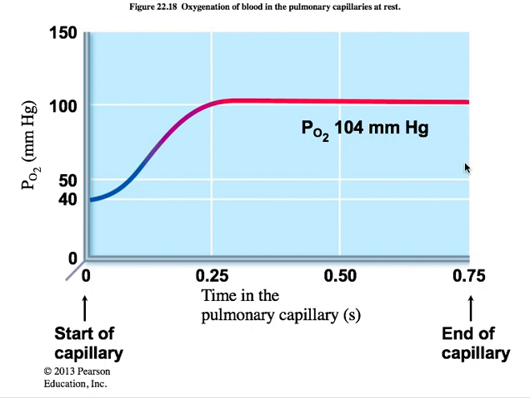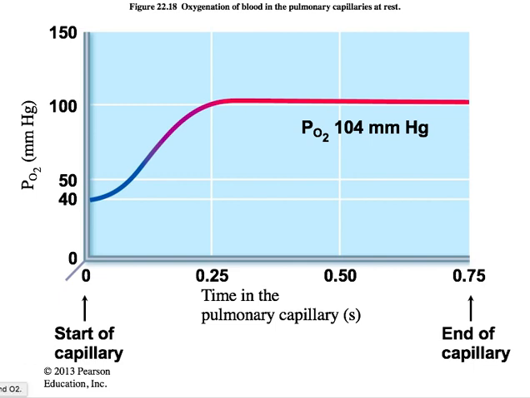It takes about 0.75 seconds for the blood to make its way all the way to the end of the alveolus. So take a look at this picture, study on it. We will be drawing this in class.